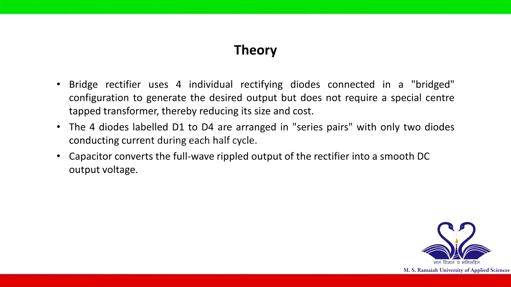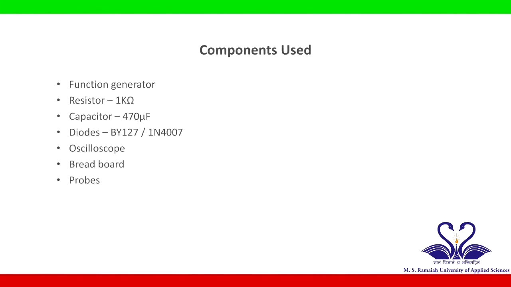The capacitor converts the full wave rippled output of the rectifier into a smooth DC output voltage. To conduct this experiment, we need a step-down transformer of specification 606/909, a resistor of 1 kilo ohm, diode models of 1N4007, a capacitor of 100 microfarad, an oscilloscope, breadboard, probes and connecting wires.